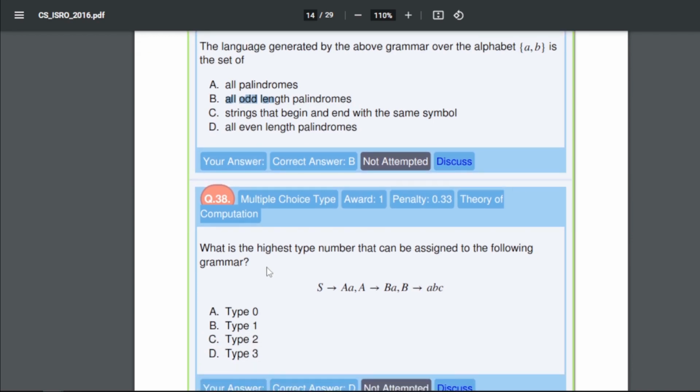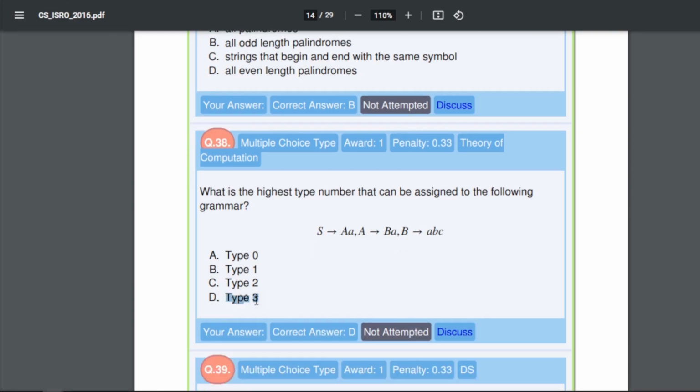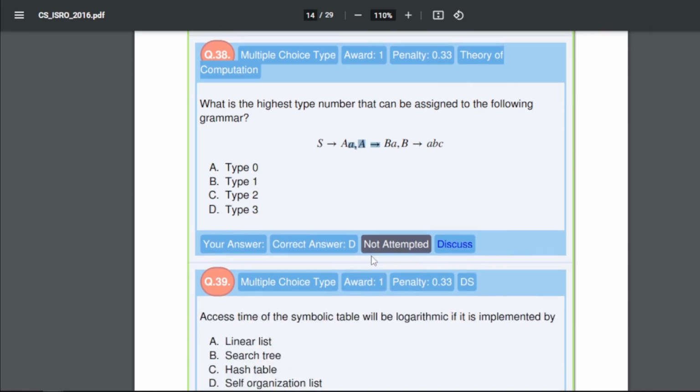Question number 38: what is the highest type number that can be assigned to the following grammar? So the highest type number assigned to the following grammar is D, that is type 3, right? So the type 3 grammar will be of this category.